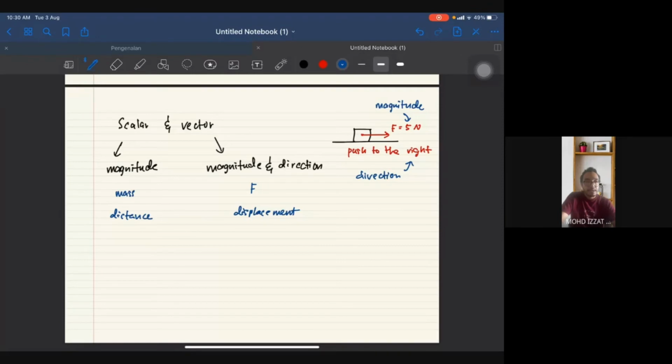Displacement ada direction, distance tak ada direction. Dia macam satu tu berapa jauh kau dah jalan, satu tu kau jalan ke mana. Macam tu lah. Tak tahu membantu ke tak perumpamaan sebegitu. Okay, so the main thing about this one, so I'm gonna focus on the vector sebab saya cakap lah vector tu ada banyak ni lah kamu punya calculation.